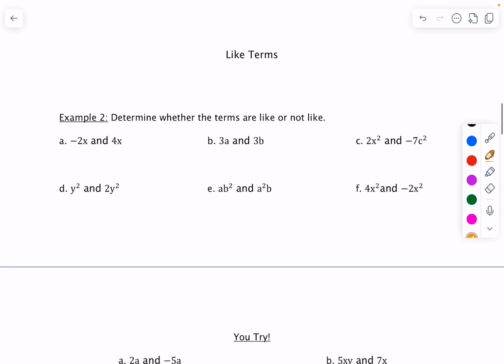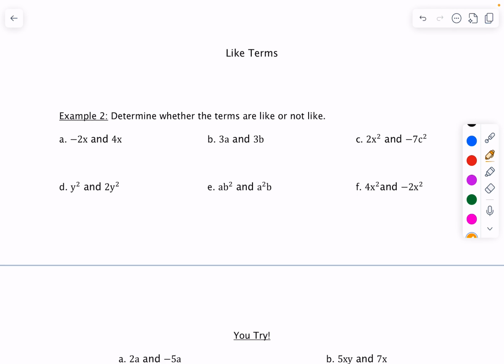Okay. So now that we can identify these things in our equations and expressions, we want to be able to combine terms that are like within these equations and expressions. It's going to lead up to solving. So like terms, if we want to define them, are terms whose variables and exponents are the same.